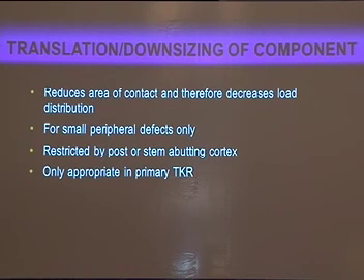We could also do translation or downsizing of the components. This tends to reduce the area of contact and therefore decrease the load distribution. This is normally done for small peripheral defects and restricted by post or stem abutting cortices. It's only appropriate in primary TKR or small defects.